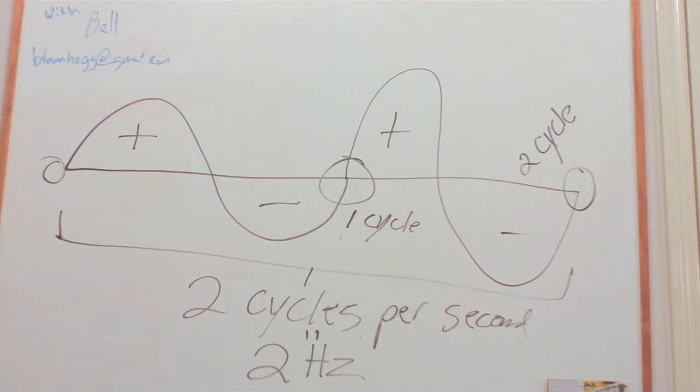Now, let's just say we take those 2 cycles and multiply by 100. That would be 200 cycles in 1 second. I don't have that much room on my dry erase board, so I just want to give y'all an example of what a frequency would look like in a period of time as far as the waveform goes. All right, let's go to our next little topic.